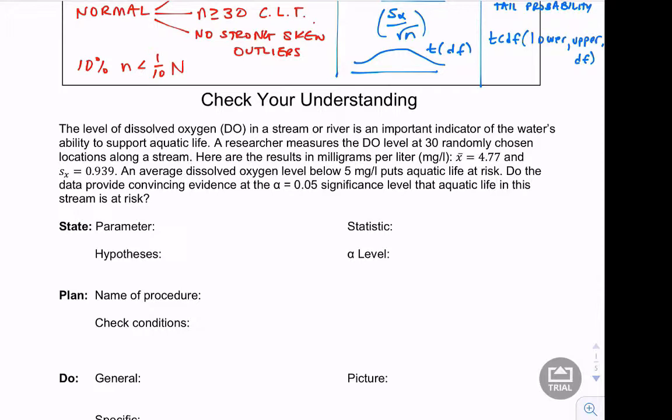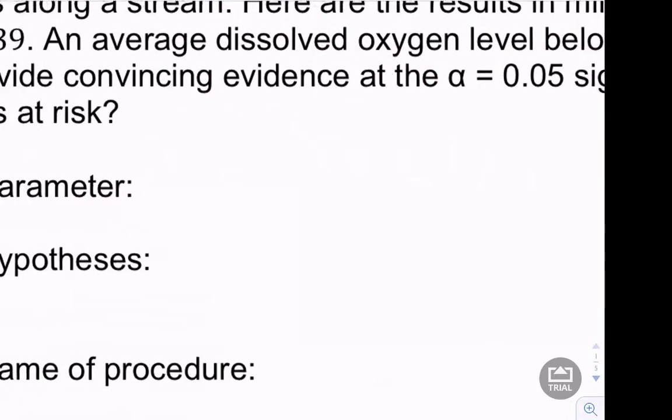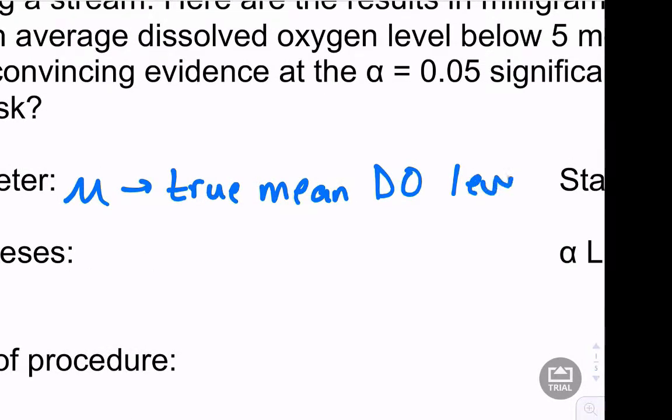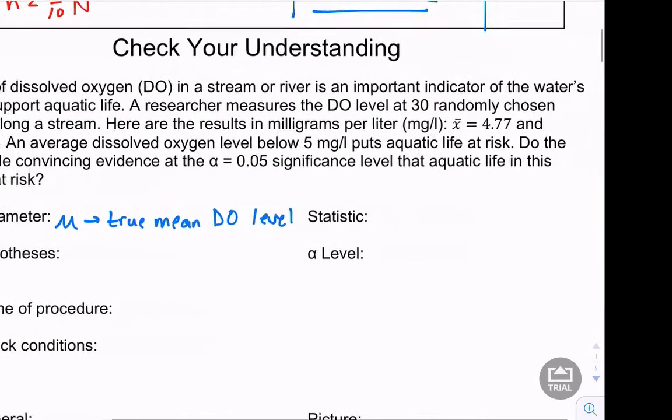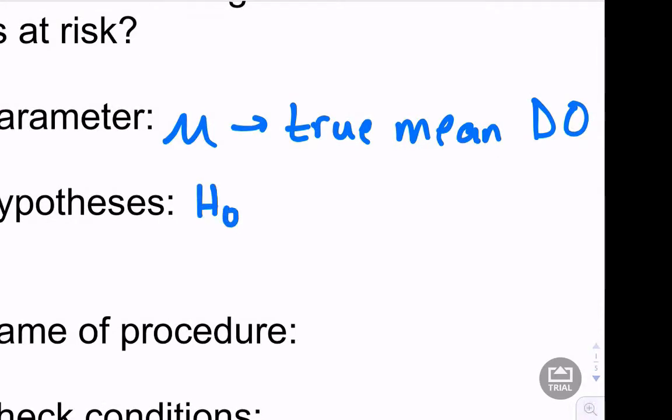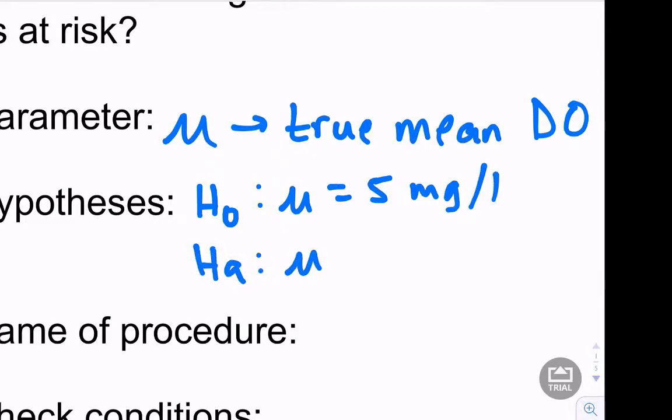So, start out by stating everything that's going on here. And so, this is the same process that we've gone through. So, our parameter is going to be the mean, which is the true mean of dissolved oxygen level. Okay, that's what our parameter is. And our hypotheses, check back to what we've got going on here. And so what we're looking at is this situation right here. An average dissolved oxygen level below 5 milligrams per liter puts aquatic life at risk. So our null hypothesis, H sub 0, is going to be that our mean is equal to 5 milligrams, and our alternative is going to be that it is less than 5, because that puts it at risk, so we're trying to figure out if it's below. So here we go.